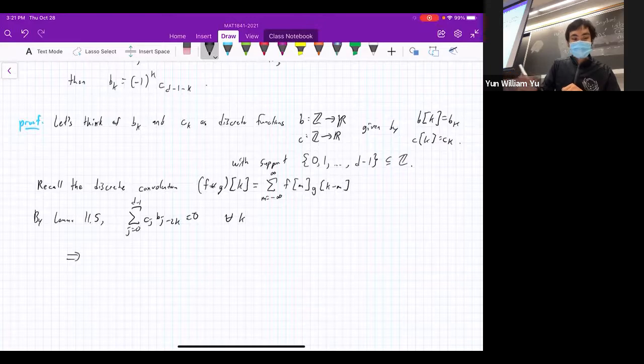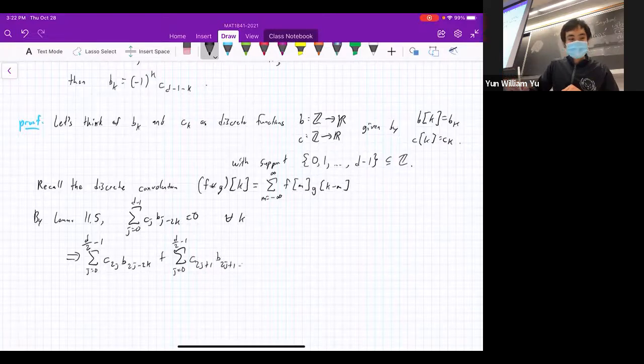So this also implies that the sum from j equals 0 to d over 2 minus 1 of c2j b2j minus 2k plus the sum over j equals 0 to d over 2 minus 1 of c sub 2j plus 1 and b sub 2j plus 1 minus 2k is equal to 0 for all k. So we're splitting the terms of the summation up into even and odd terms.